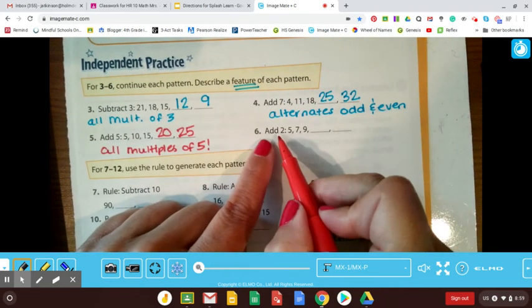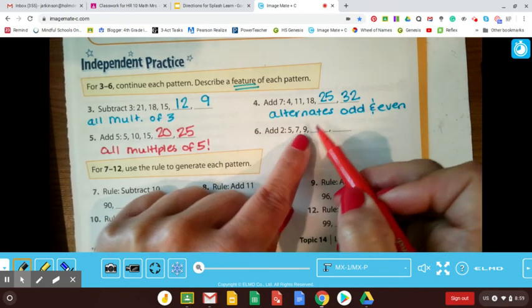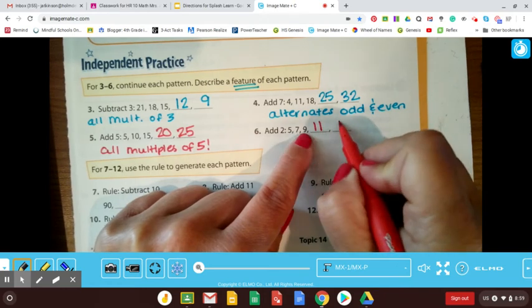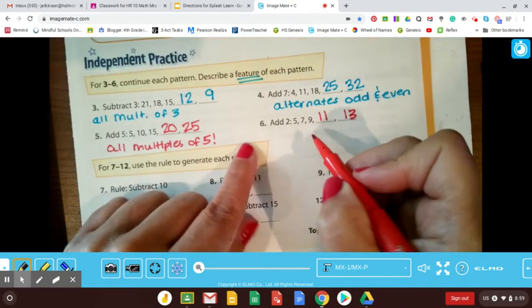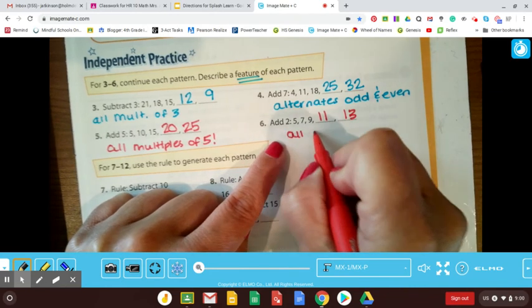This next one, our rule is add 2. So we have 5, 7, 9, 11, 13. And what is our feature? One of the features is that they are all odd numbers.